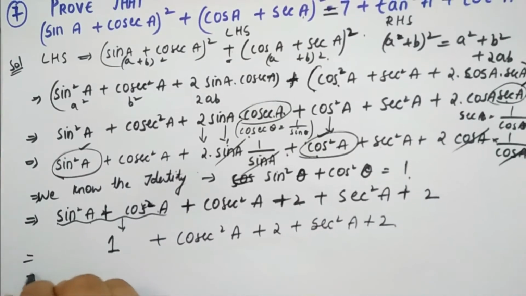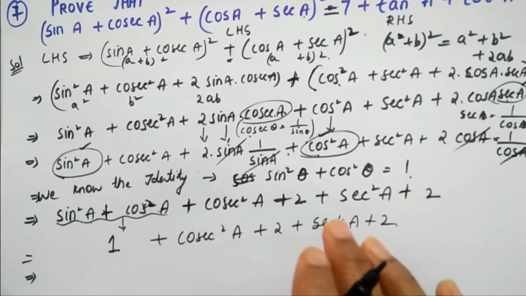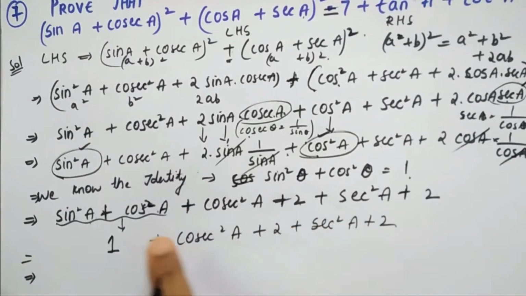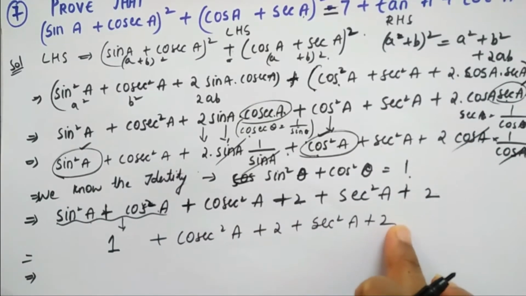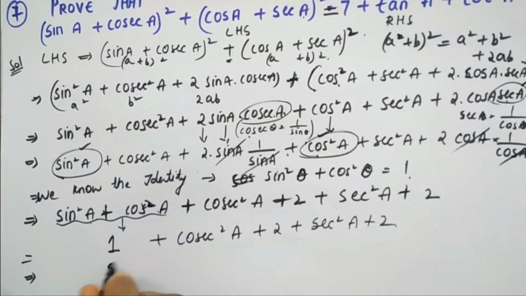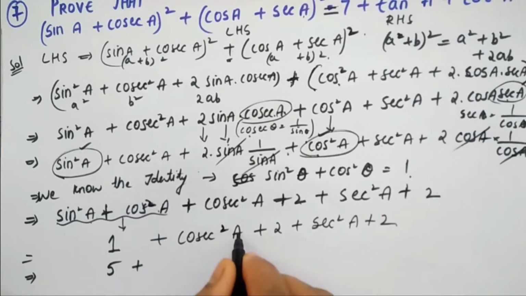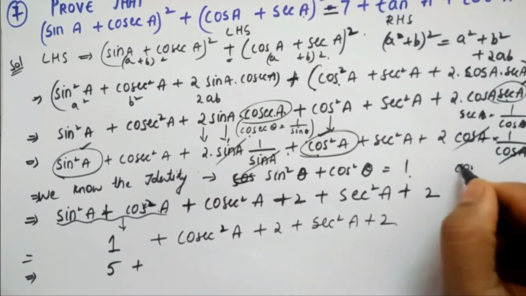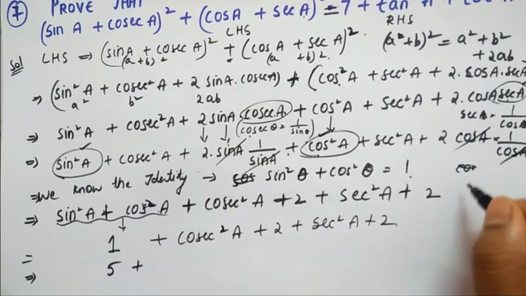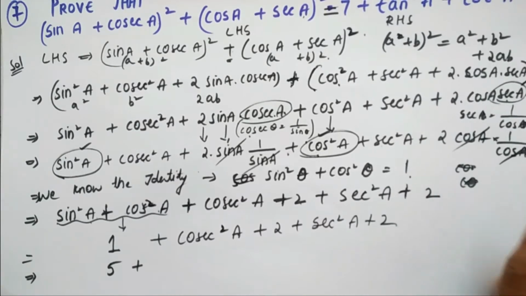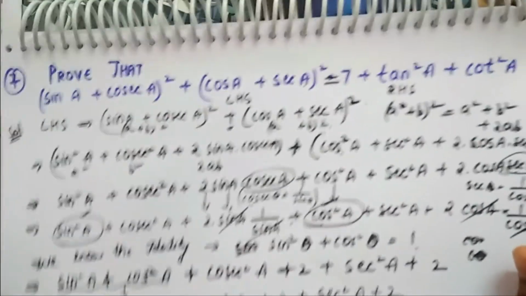Now what are we doing? Collectively making all the numerical terms at one side. What is that? 1 plus 2 plus 2, what is it? It is 5. Okay, plus cosecant square A. What is the formula for cosecant? What is the identity of cosecant square? What is the identity? It is simple.